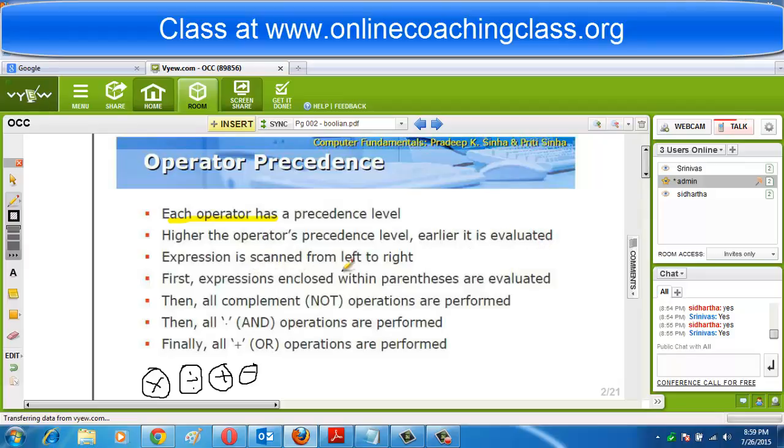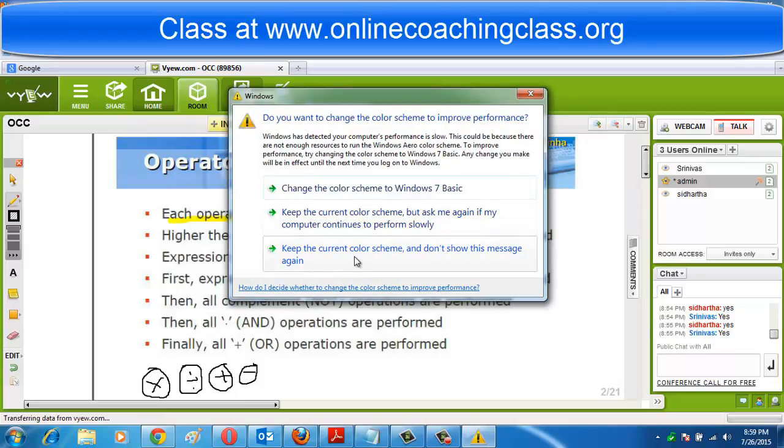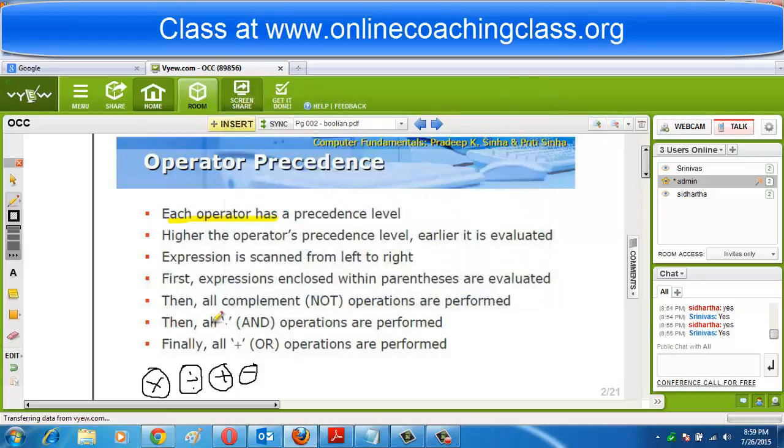Expression is scanned from left to right. Every time we have to do the work from left to right, not right to left. First, expressions enclosed within the parentheses are evaluated. Then all complement operators are performed. Then all AND operators, and finally OR.